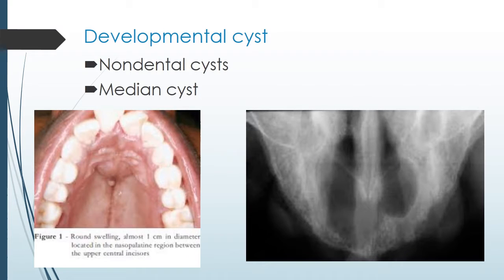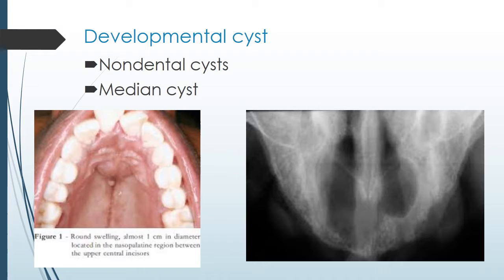The second subdivision of cysts is developmental cysts. Developmental cysts are of two types: cysts of non-dental origin and cysts of dental origin. For non-dental cysts, we have the median cyst. A median cyst is a bone cyst that forms in the median fissure of the palate from embryonic remnants.